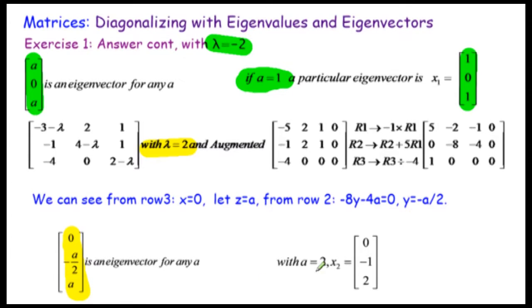And for a particular one, obviously you've got a half here, so you let a be 2, and you can see here we end up getting this eigenvector x2 for the particular eigenvalue lambda equals 2. So we're well on the way.